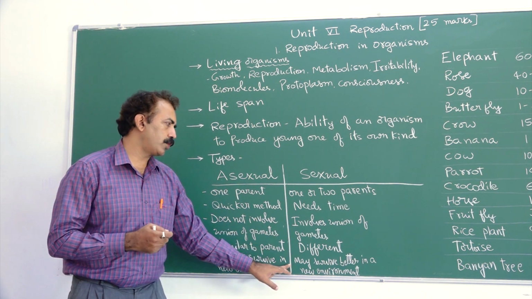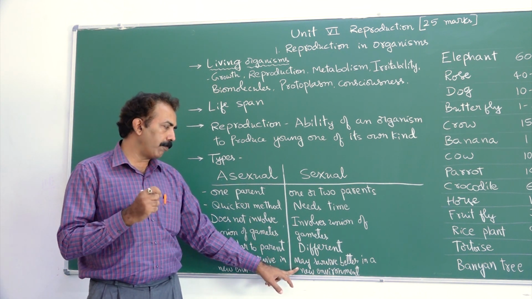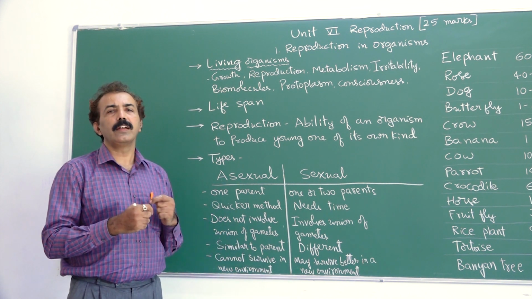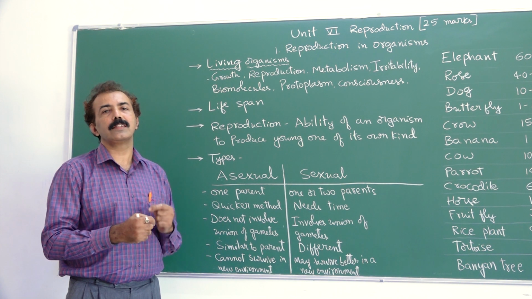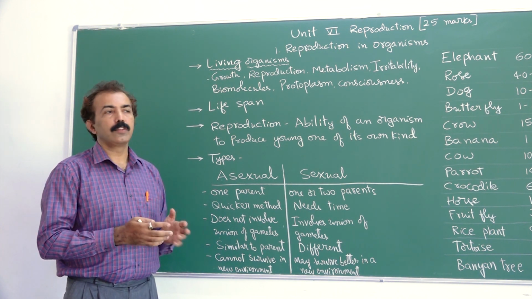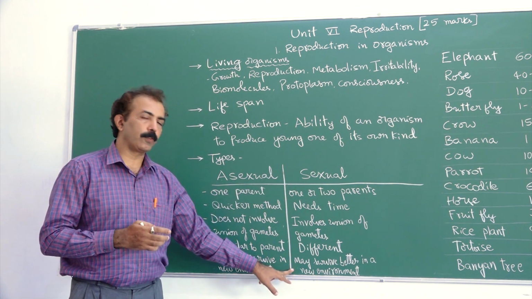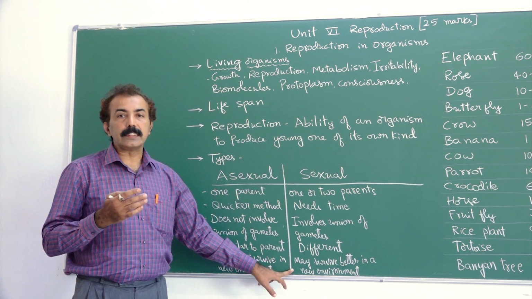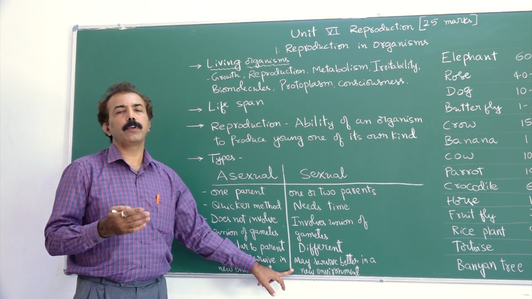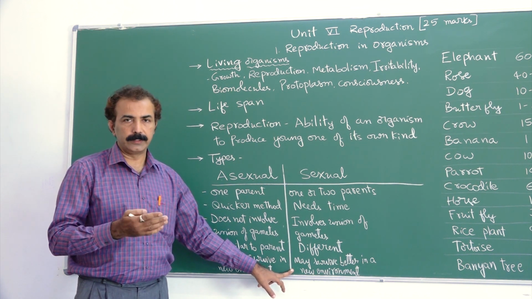Whereas in sexual reproduction, the young ones may survive better in a new environment because they come with differences. The genetic material is newly built. They may survive better than their parents. So that's the greatest advantage of sexual reproduction. This is the reason why most of the higher organisms prefer to reproduce by the sexual method.